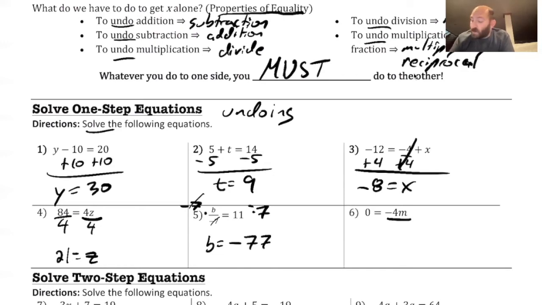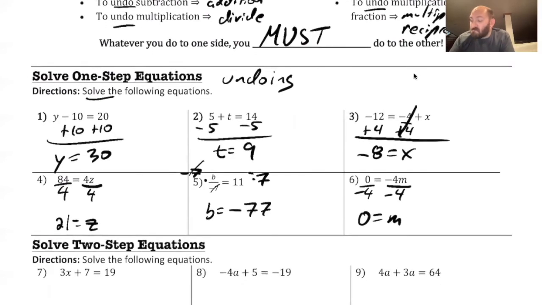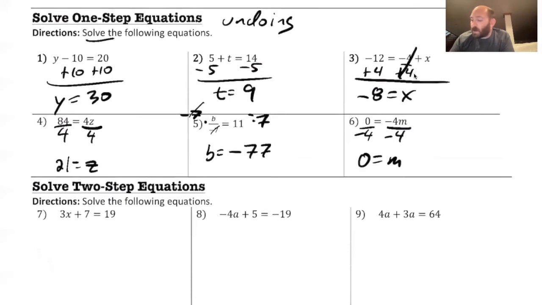Okay. For 6, we still do the same idea. This is multiplication, so we can divide by -4. Seems a little goofy, but I can take 0 divided by -4 in this case. The answer is just going to be 0. Remember, if I had it the other way around for some reason, I cannot divide by 0, but I can divide into 0. So this one's okay, and when it comes up later, we'll talk more about it.